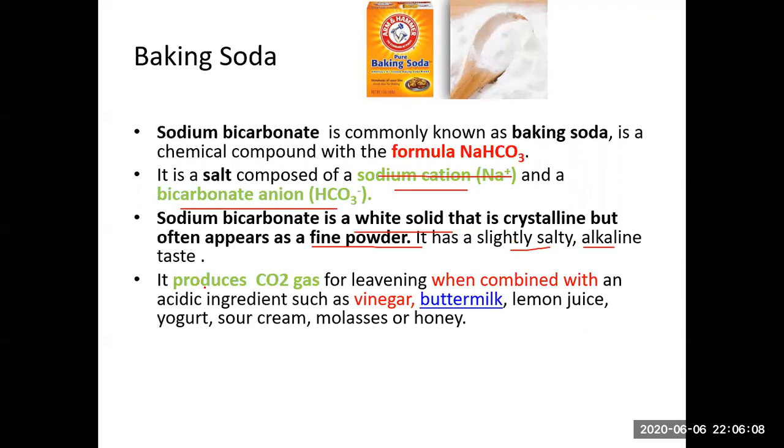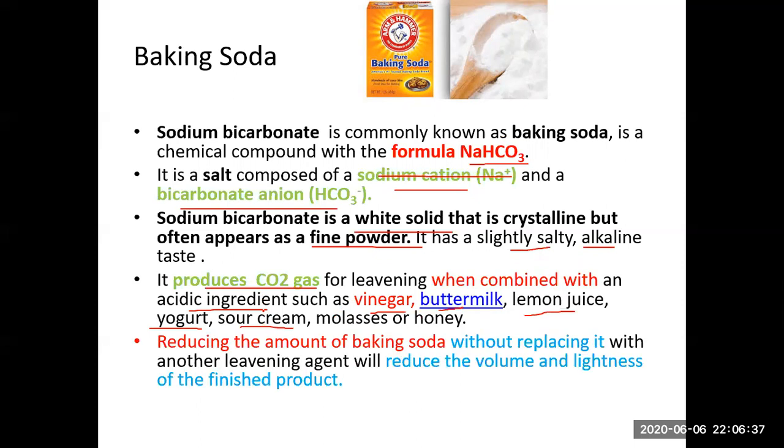It is salty and its taste is alkaline. It produces carbon dioxide gas when mixed with acidic ingredients like vinegar, buttermilk, lemon juice, yogurt, sour cream, molasses or honey, or other acidic material, because sodium bicarbonate is a base. Whenever acid mixes with this base in dough, the reaction happens and carbon dioxide gas is produced.